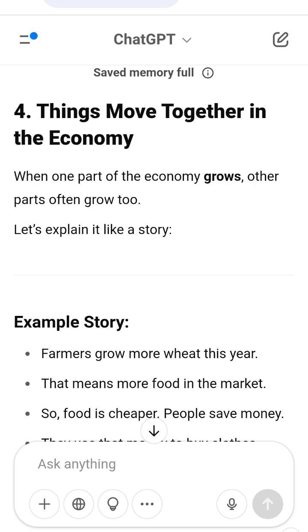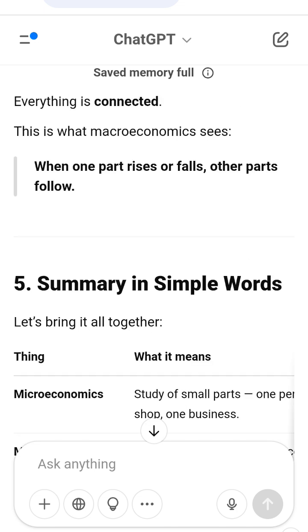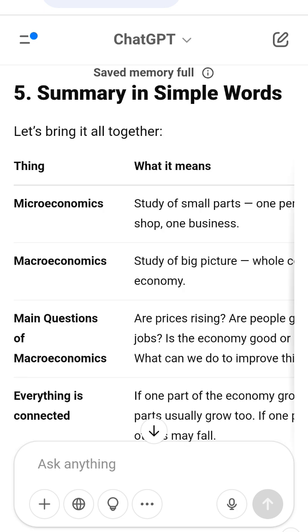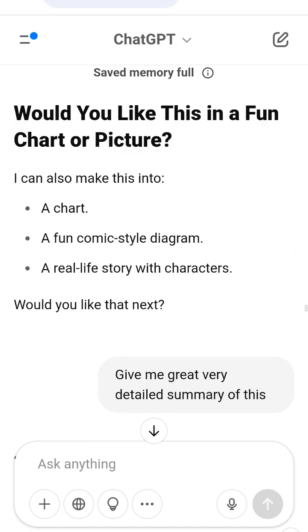Part 3, how things in the economy move together. In the real world, everything is connected. Example, when one part grows, others grow too. Let's say farmers produce a lot of wheat this year. Food becomes cheaper. People save money. They use that money to buy clothes, shoes, phones. Factories get more orders. Factories hire more workers. Workers earn money and spend it again. This is called a positive cycle.